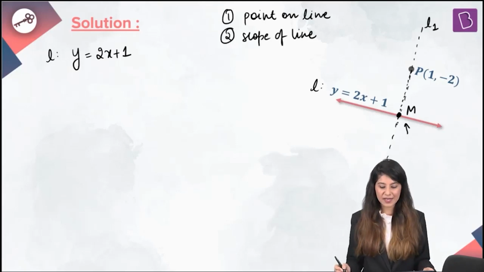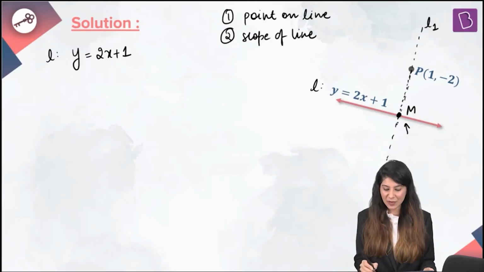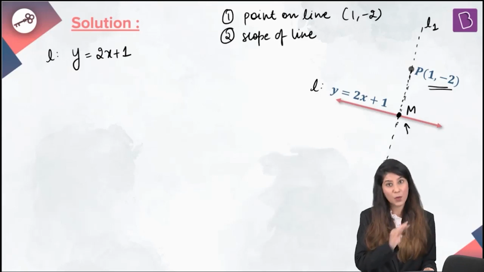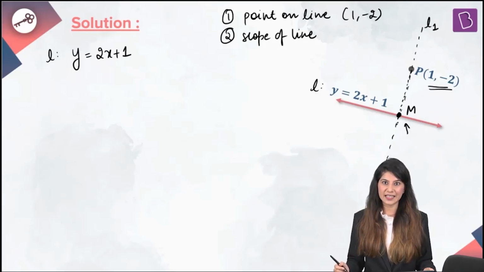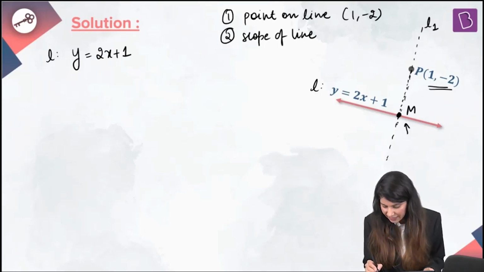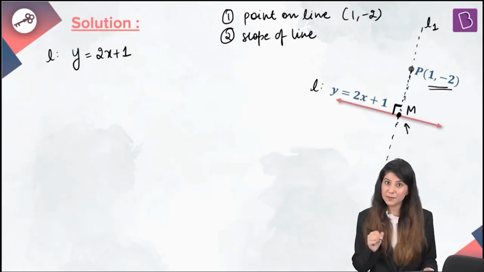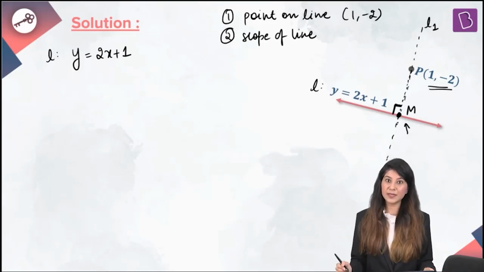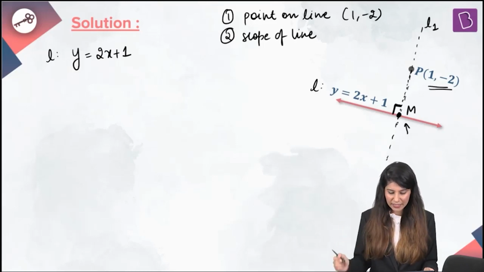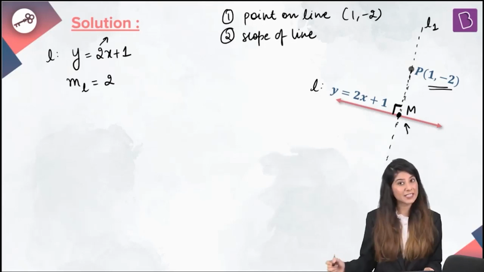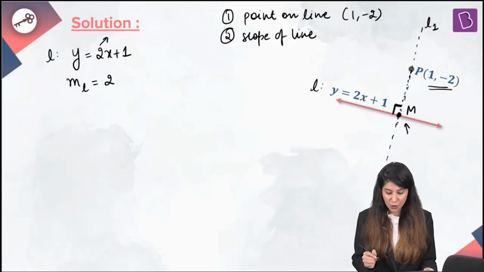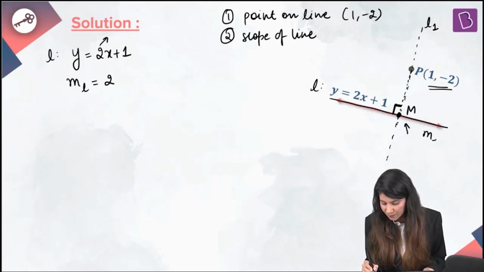And what I can see over here is there is already a point on this line, (1, -2), given in the question, isn't it? So the point is sorted. Let's now think about the slope of the line. How to get the slope of this line? I'm going to draw a 90 degree angle over here. Since PM is perpendicular to line L, this angle would be 90 degrees. And the slope of line L is what? y = mx + c, that means m = 2. So the slope of this line L is 2.